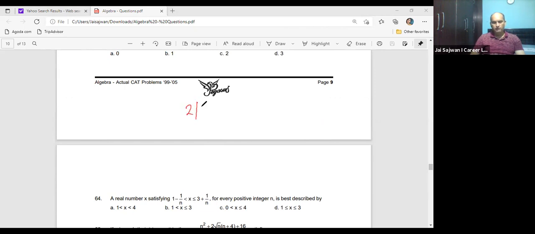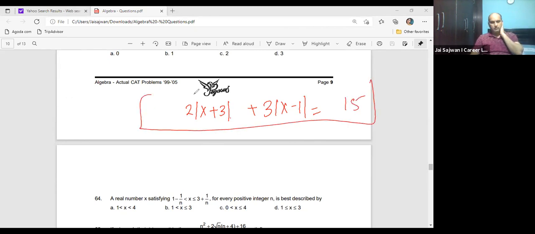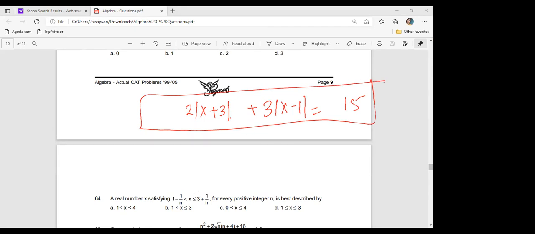So twice of x plus 3 plus thrice of x minus 1 is equal to 15. Find out how many values will satisfy for x. How many values will satisfy for x?